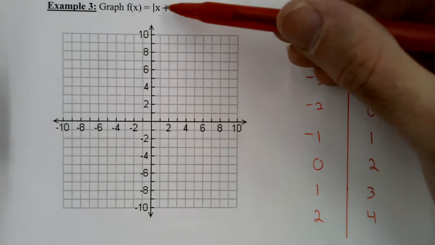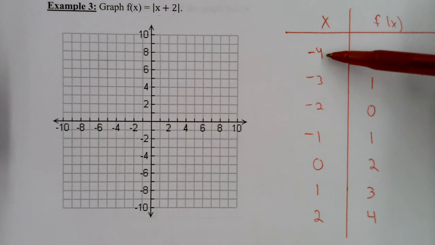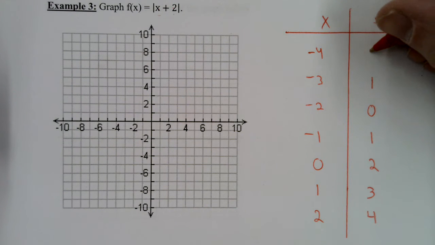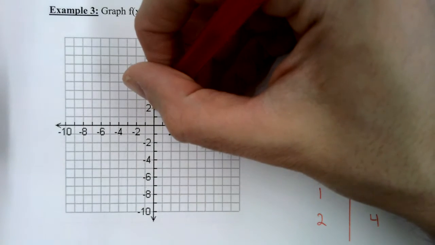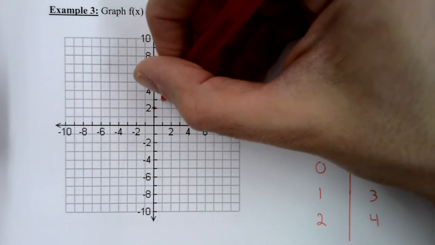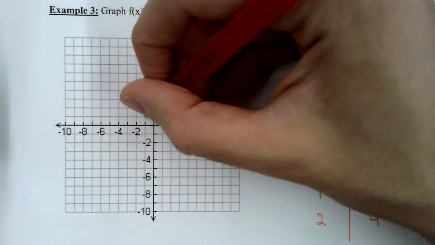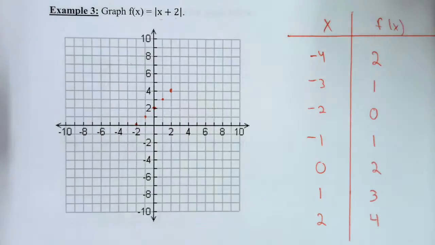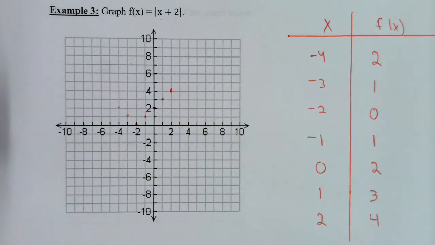When x is negative 3, negative 3 plus 2 equals negative 1, and the absolute value of negative 1 is positive 1. When x is negative 4, negative 4 plus 2 is negative 2, and the absolute value of negative 2 is 2. So let's graph these. 0, 2; 1, 3; 2, 4; negative 1, 1; negative 2, 0; negative 3, 1; negative 4, 2.